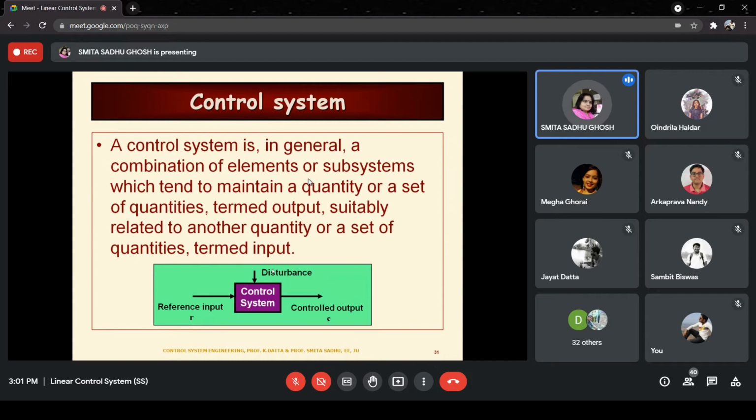Of course, you can differentiate between them if you have basic knowledge about how to define what a disturbance is. Well, we'll come to that. Let us read it from the slide first. A control system is, in general, a combination of elements or subsystems which tend to maintain a quantity or a set of quantities termed output, suitably related to another quantity or set of quantities termed input.